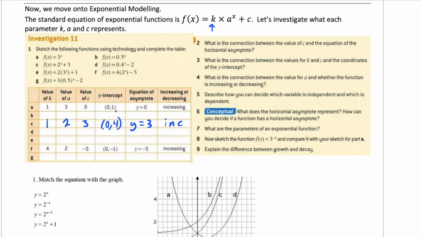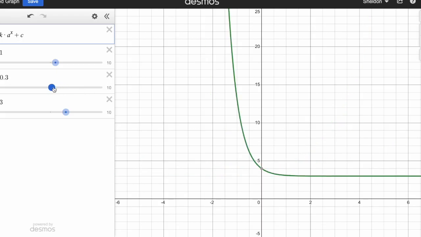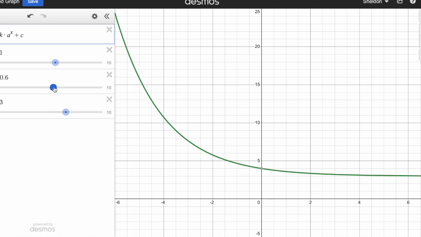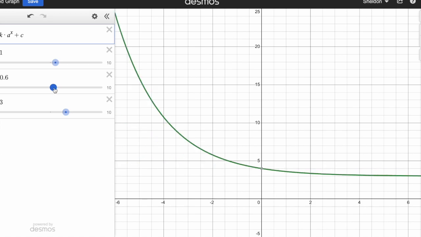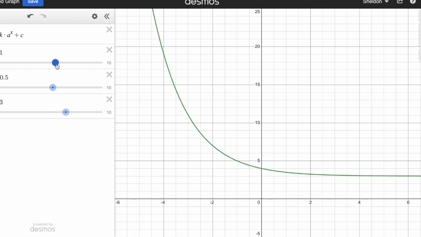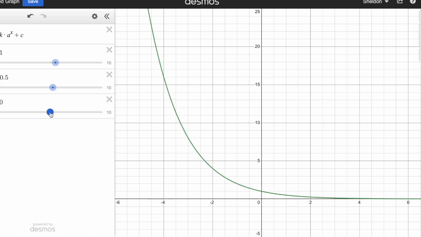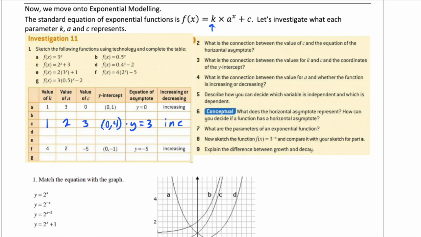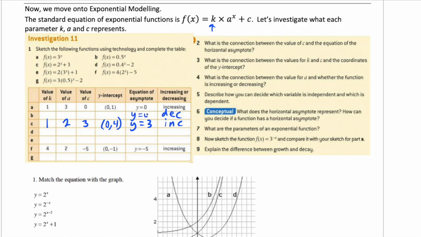Okay, now let's look at this one here, 0.5 to the power of x. So this is going to go down to 0.5. You can see once you hit 1, it's a straight line, and then below 1, it's a decreasing function. Okay, so let's pop c down to 0. So it's a decreasing function. The y-intercept is still (0, 1), but it's a decreasing function. The asymptote is y equals 0 again.